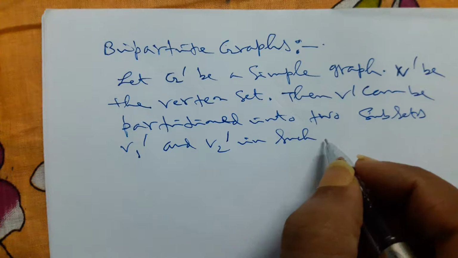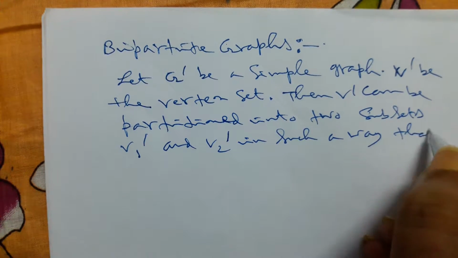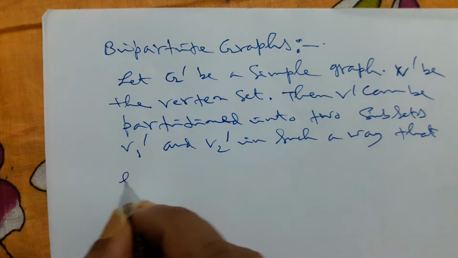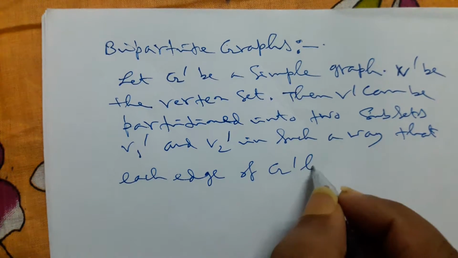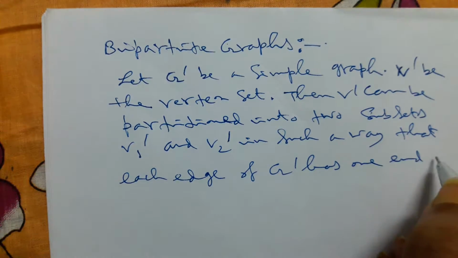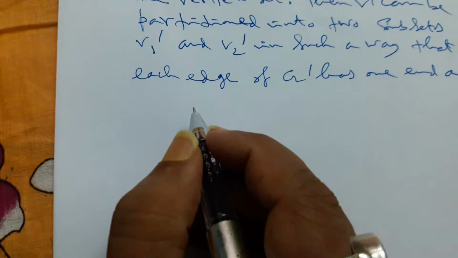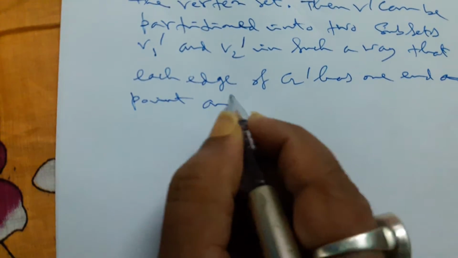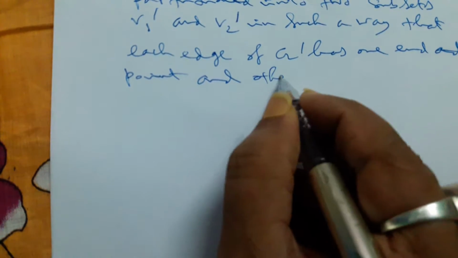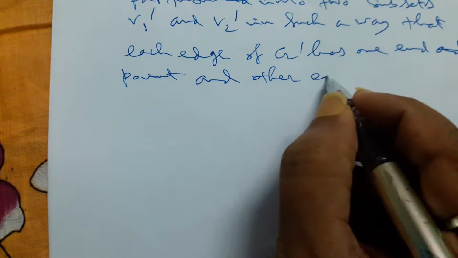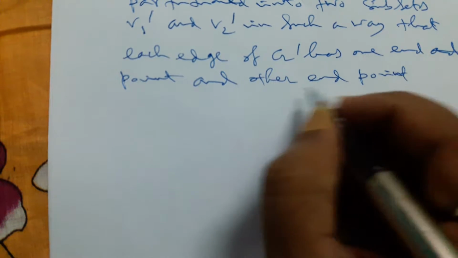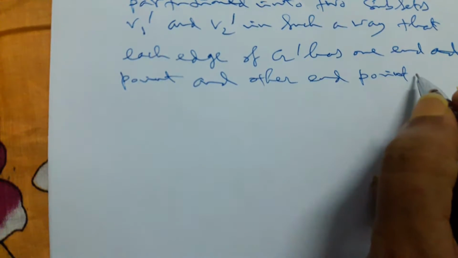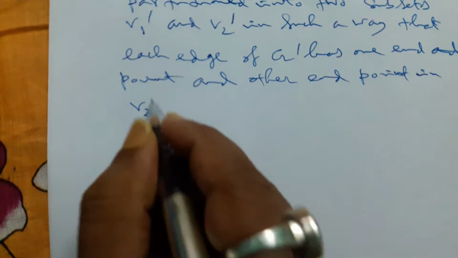in such a way that each edge of G dash has one end point and the other end point, that means each edge has one end point in V1 dash and the other end point in V2 dash.